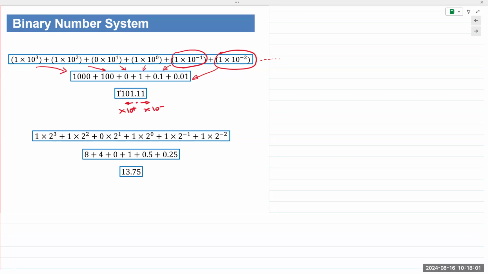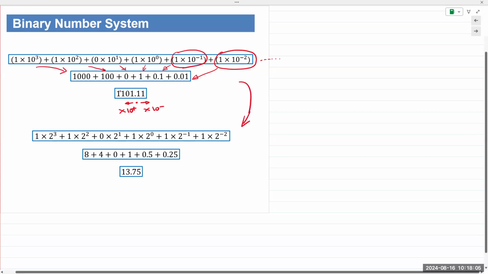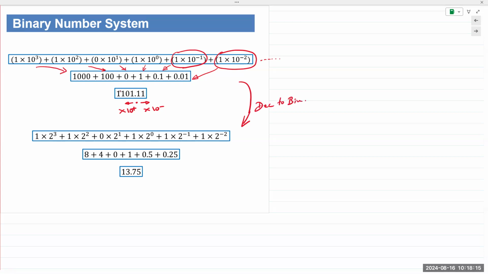However, when we want to convert decimal to binary, binary uses the base 2. So if you want to convert from decimal to binary, then we have to multiply with the exponent with the base 2. So it is 2 raised to, so here's the decimal point.